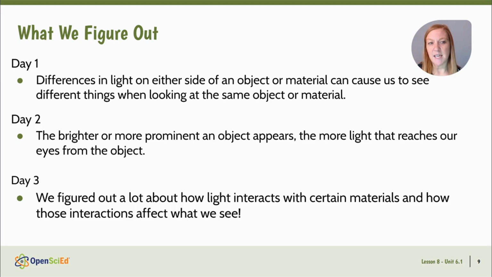So what we figure out on day 1 is, again, that differences in light on either side of an object or material can cause us to see different things when we're looking at the same object or material. And on day 2, we will find that the brighter or more prominent an object appears, the more light that reaches our eyes from the object. And on day 3, we figured out a lot about how light interacts with certain materials and how those interactions affect what we see.